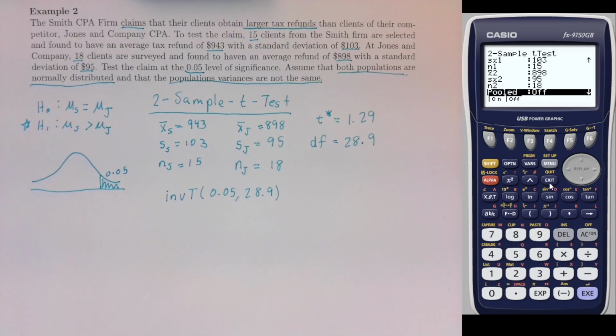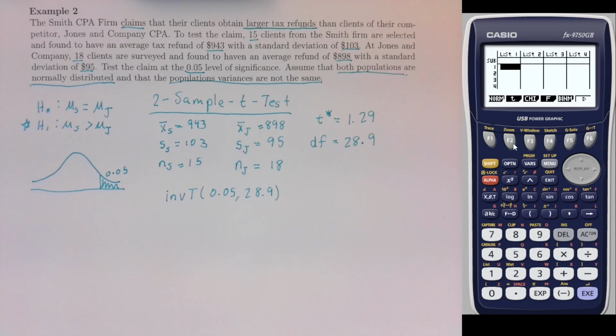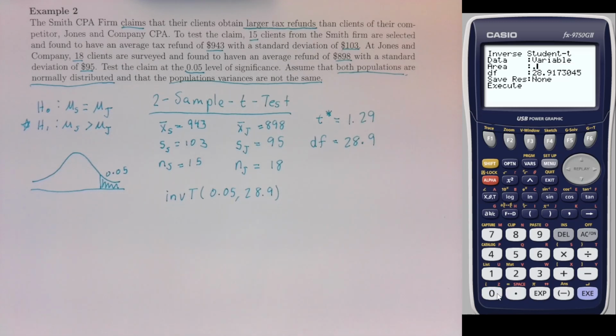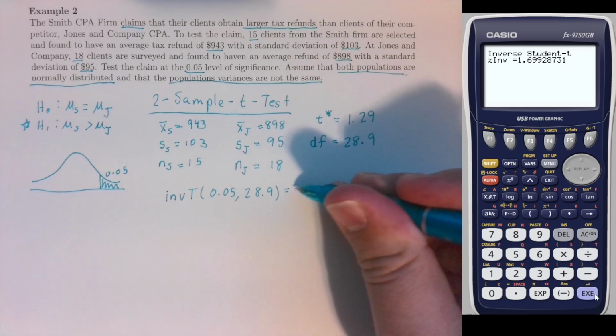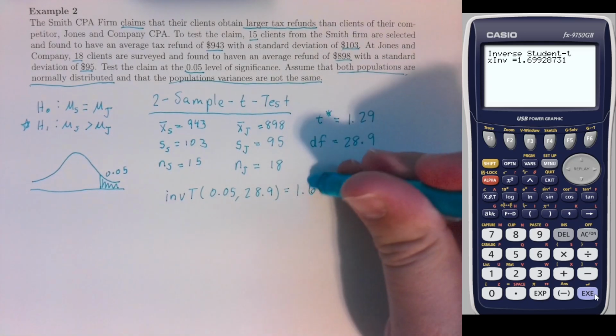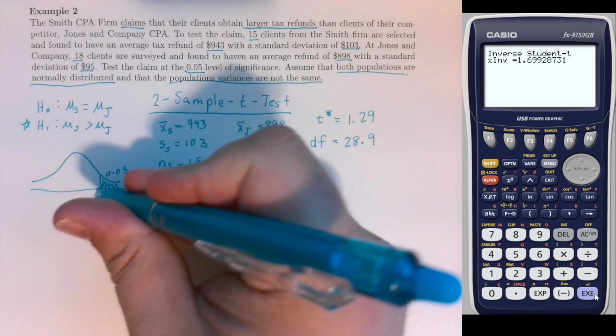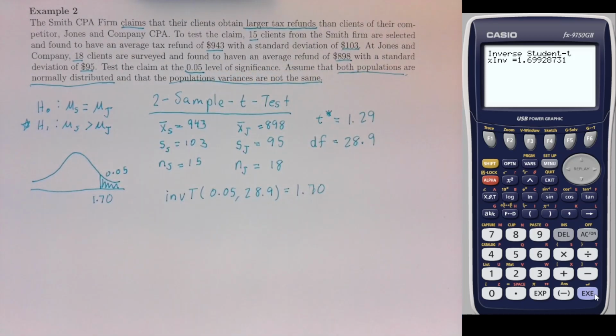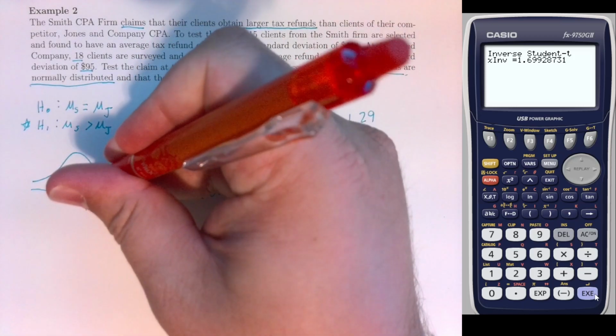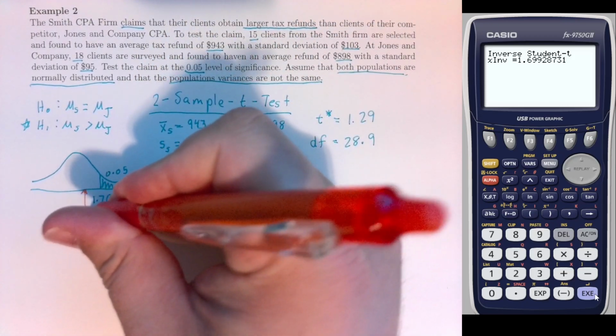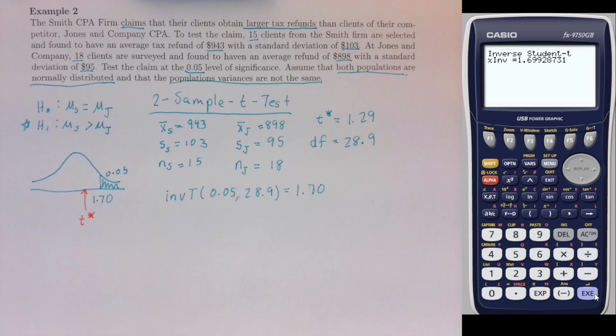So let's go back to distribution. T, inverse T, has the degrees of freedom in there for me, but I do have to change my area to 0.05. And it's working, and then we get 1.70. So this is 1.70 with our test statistic being over here somewhere. We fail to reject the null.